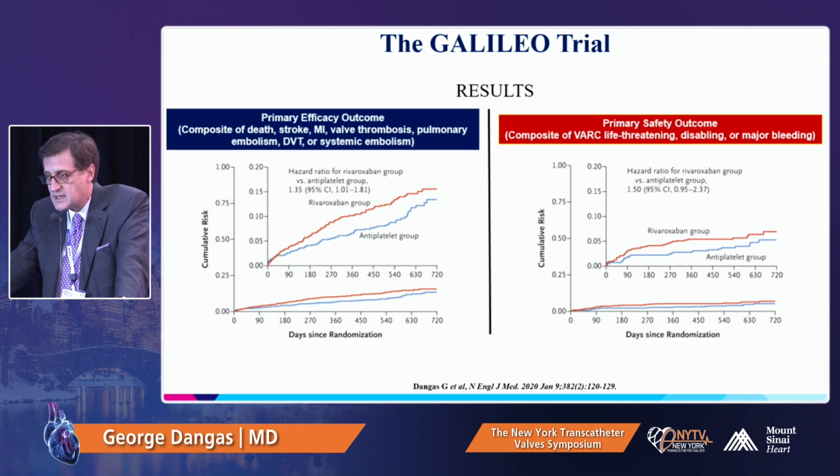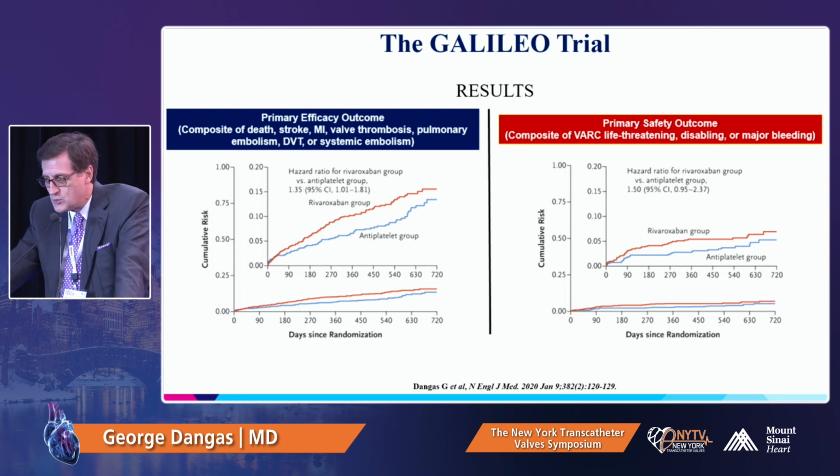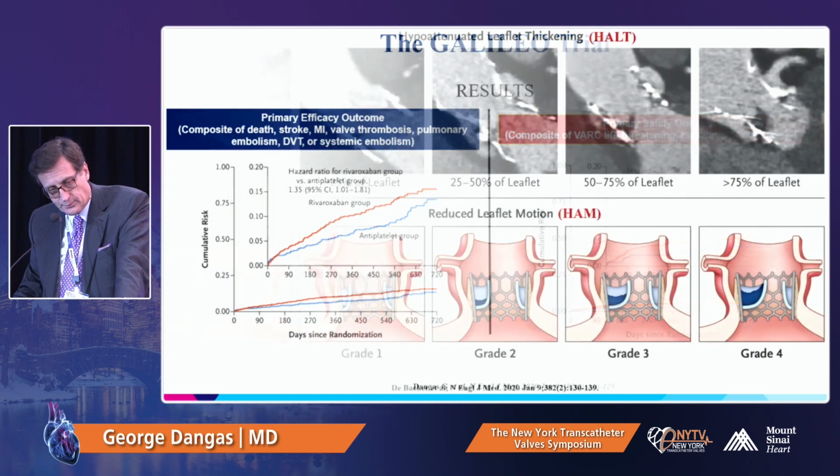On the right side, an expected finding, which is a trend towards higher major bleeding in the rivaroxaban arm. And again, this is only a trend because we used a low dose. On the left side, an unexpected finding, an increase in MACE, primarily driven by an increase in all-cause mortality.